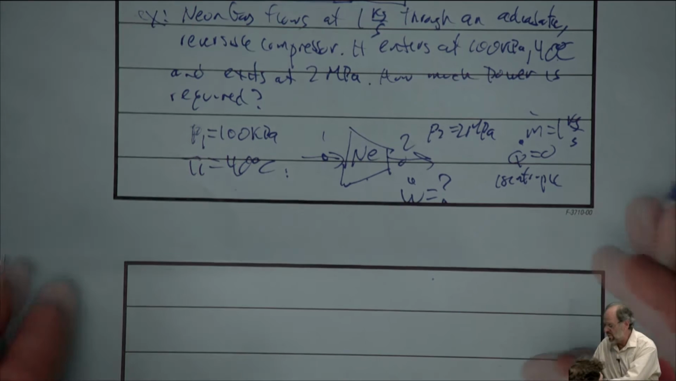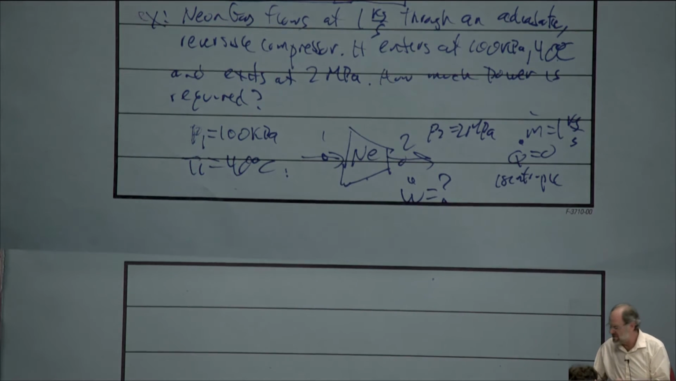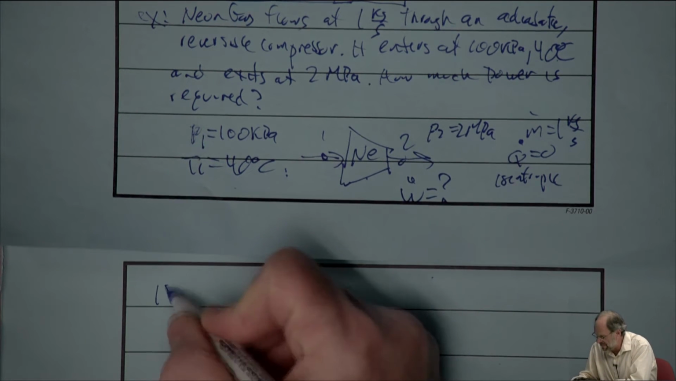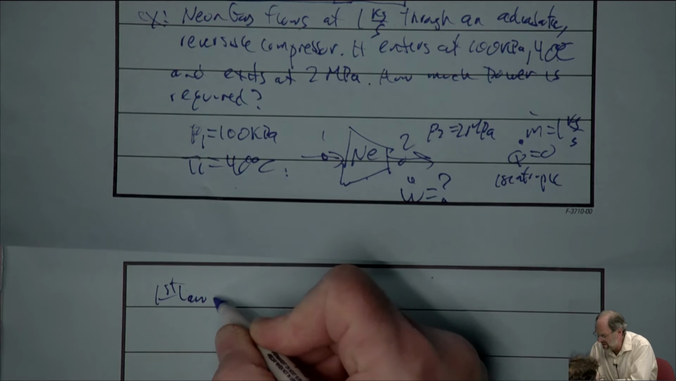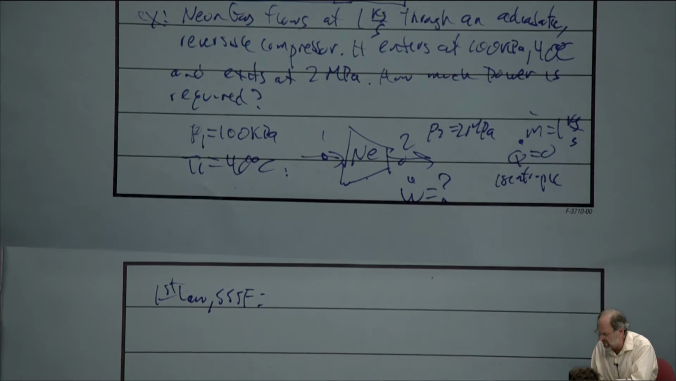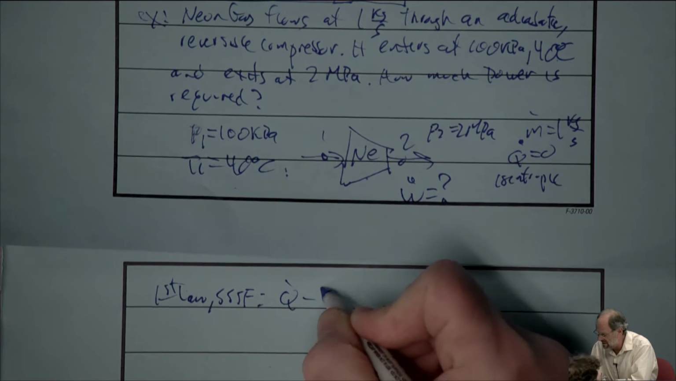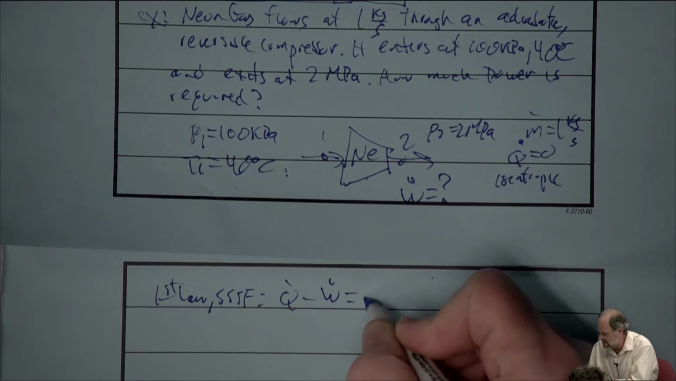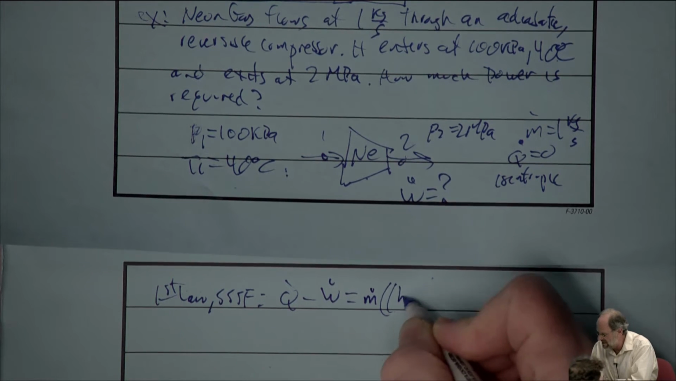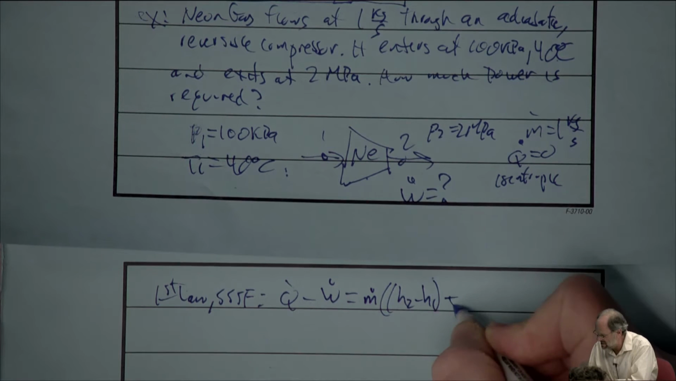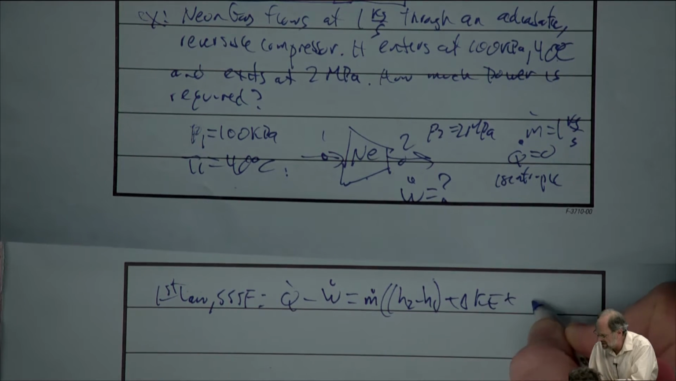All right, so what about the equations we're going to use? Well, it's the first law. It's a single stream steady flow process. Rate of heat transfer minus rate of work is the mass flow rate times the enthalpy change, and then plus the kinetic and potential energy changes.